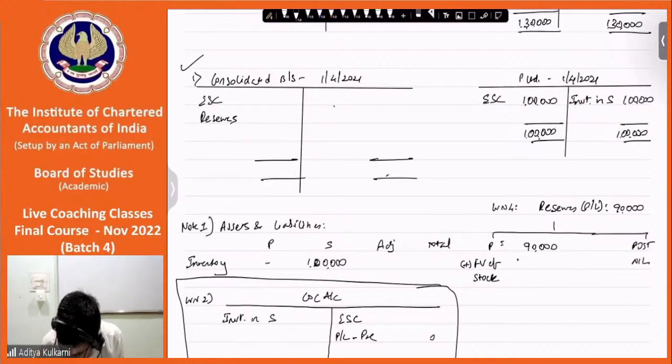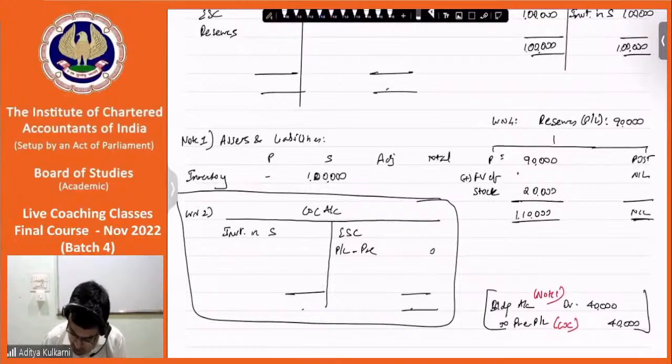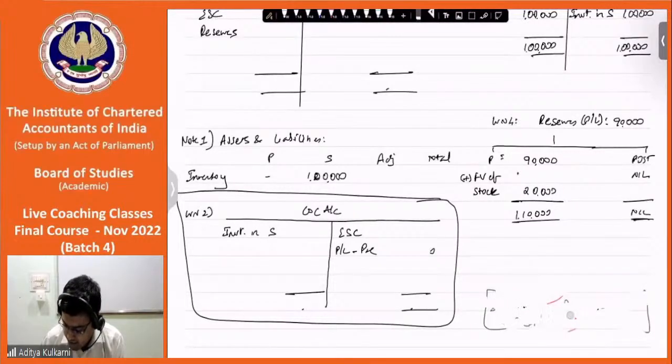Increase. So this 1 lakh became 1,20,000, which is an increase of 20,000. So this comes to 1,10,000. Post remains nil. What will be the journal entry for this?